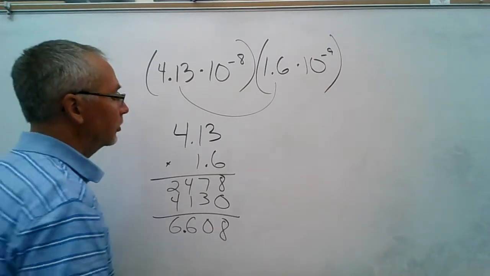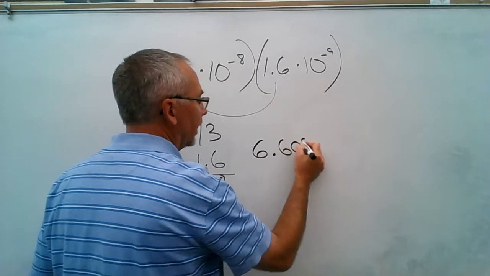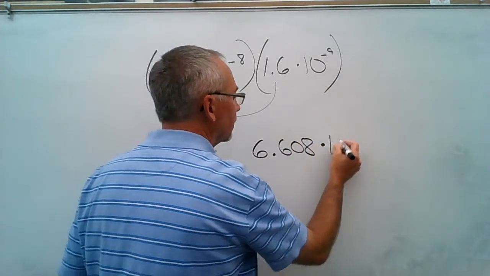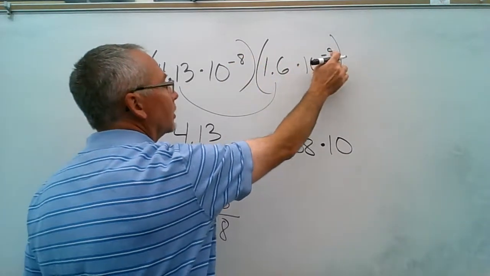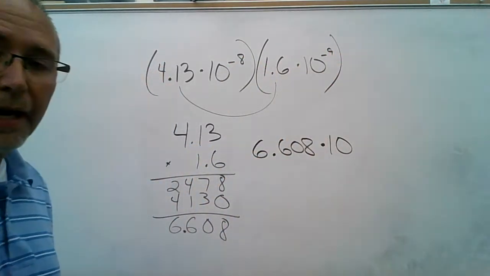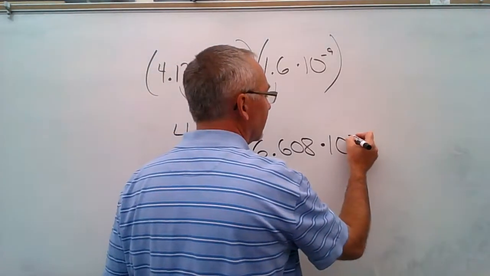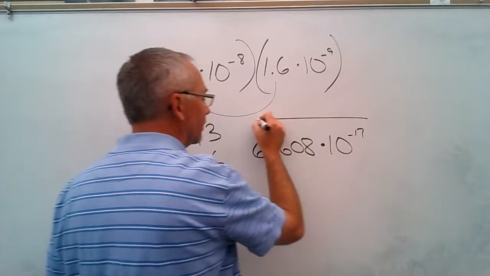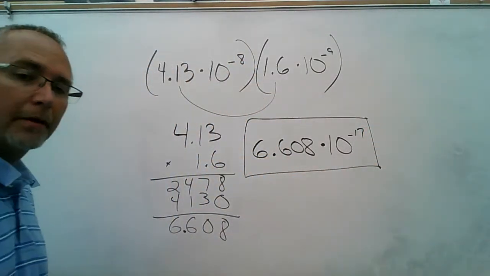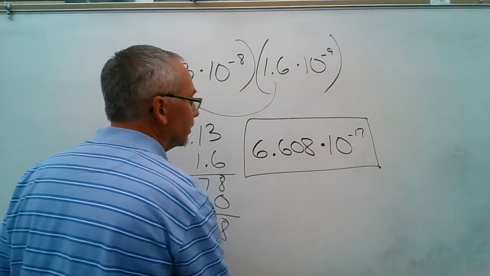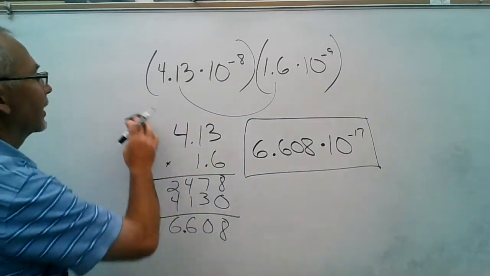Okay? So again, I bring that up over here. 6.608 times, notice I still have a base of 10. I have a multiplication of exponents, which means I add them. Negative 8 plus negative 9 is a negative 17, and there is my answer. Hopefully that makes a little bit of sense to you as we are combining and multiplying exponents.